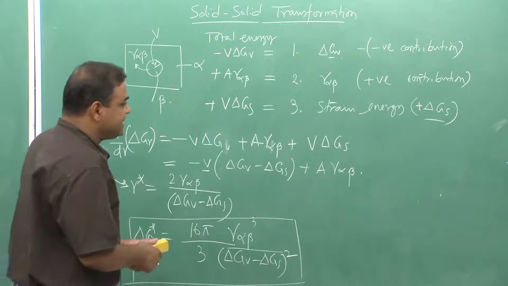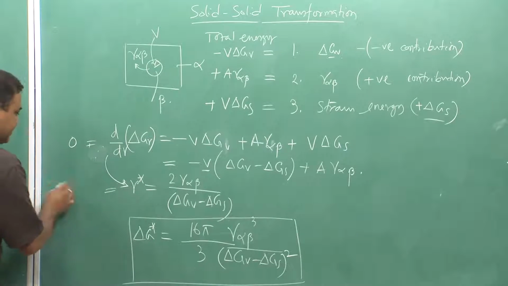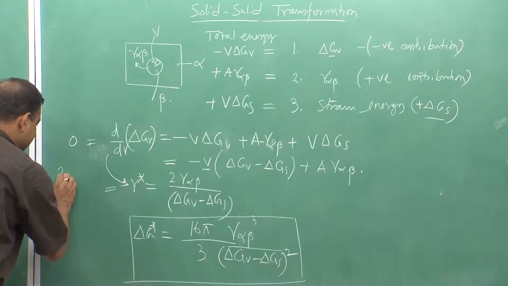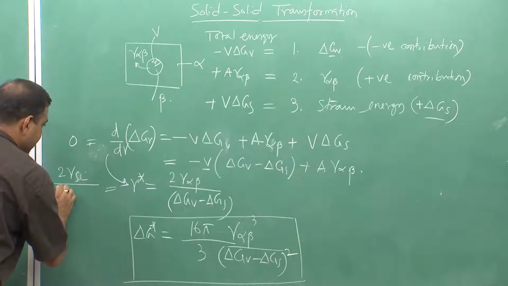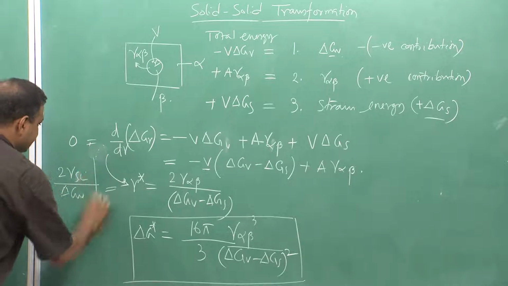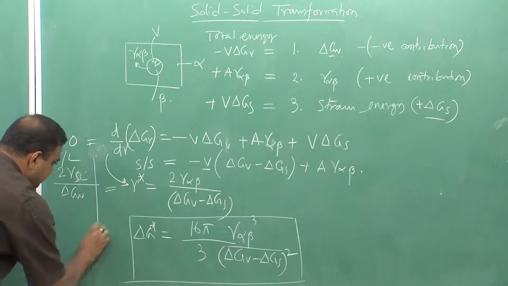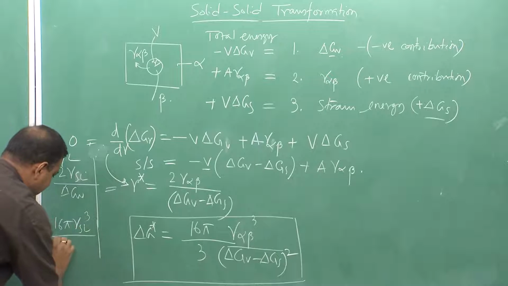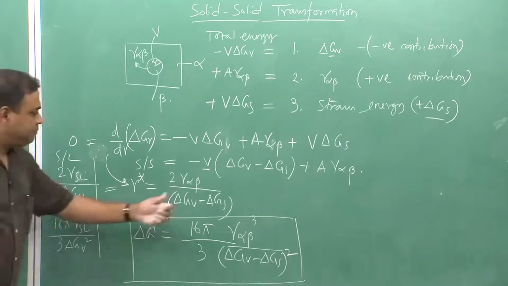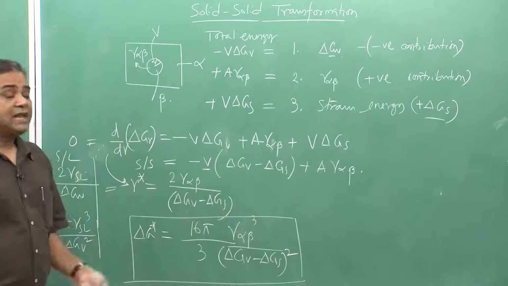Now in this case, the activation barrier, if we compare with the solid-liquid case, there was no delta Gs term. So it was simply gamma solid-liquid divided by delta GV squared, that was the solid-liquid case and this is the solid-solid case. So the only difference is basically delta Gs. Now, we can also calculate delta Gs.